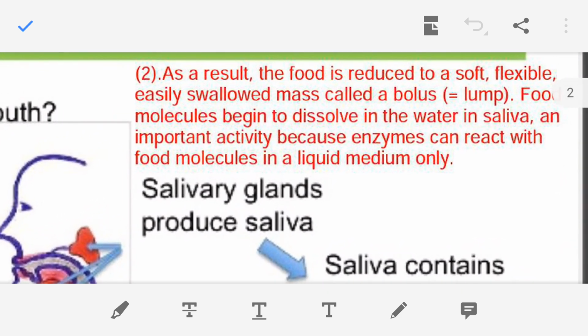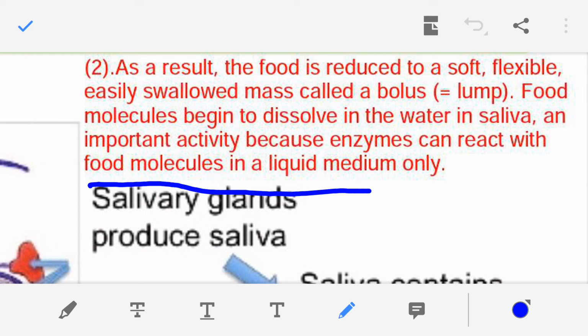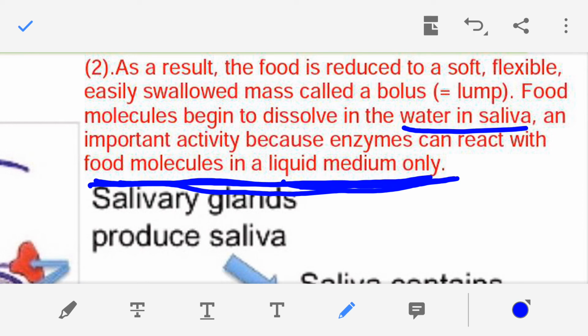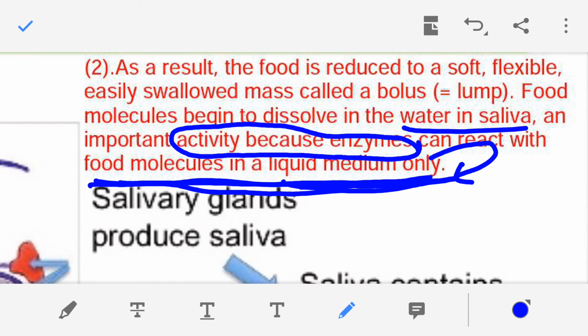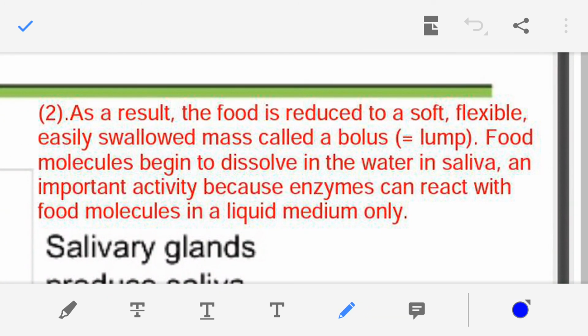And here in this line, once the food molecules dissolve in the liquid medium, that is the water of the saliva, then only the enzymatic activity on the components of food starts in various digestive organs, let's say the stomach or the duodenum or the small intestine. So this is the second point of our discussion.